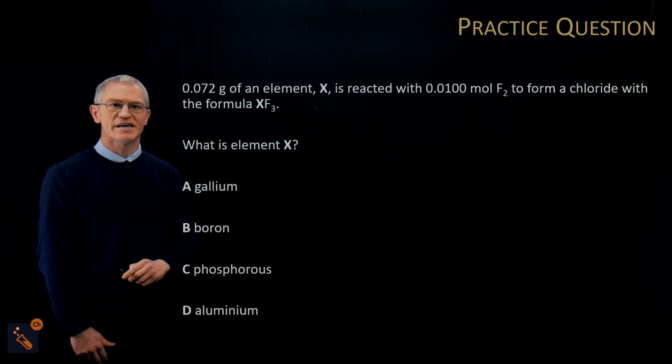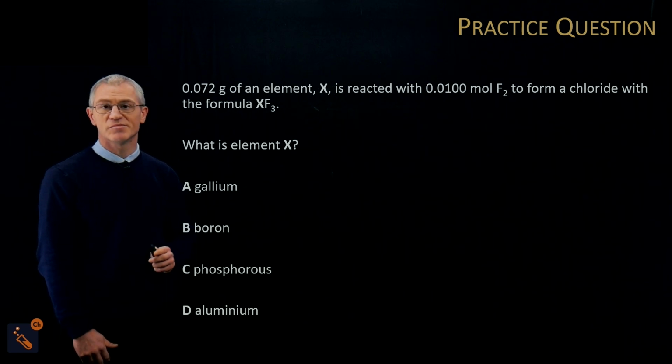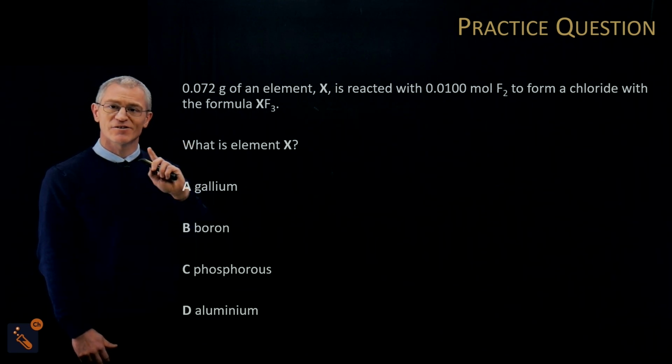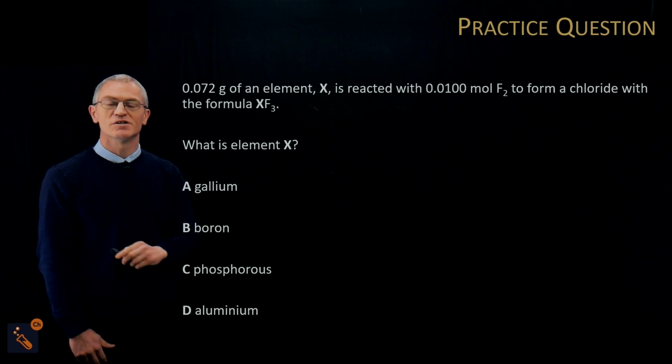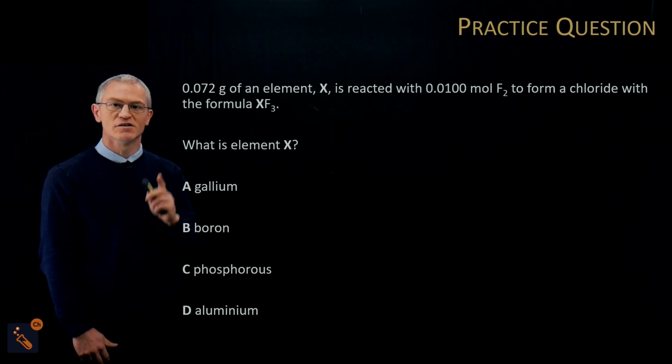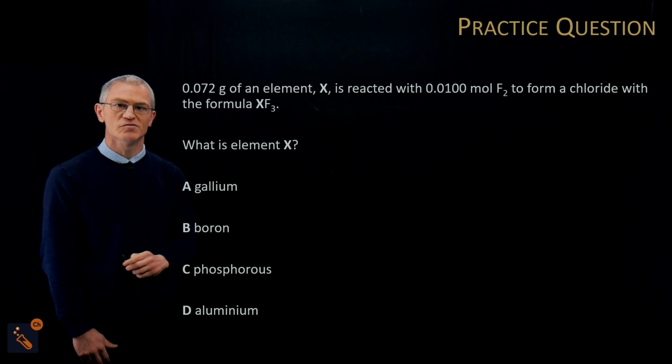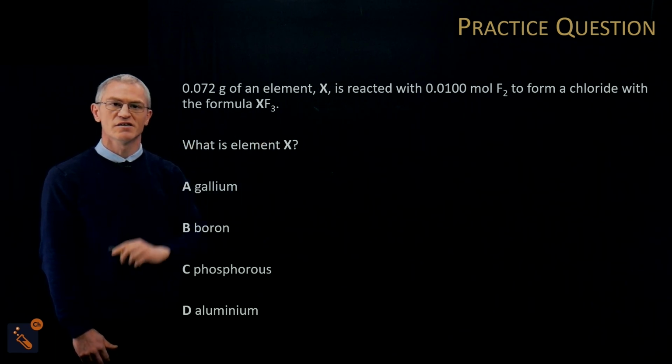Let's talk about another practice question that can be common in an exam. And this is one to confuse you, which is why we include it in the video. So 0.072 grams of an element X is reacted with 0.01 mole. Notice we've got grams here, but moles there. And it's moles of F2 to form a fluoride with the formula XF3. Now, what is element X?